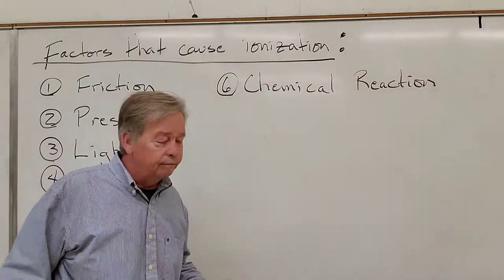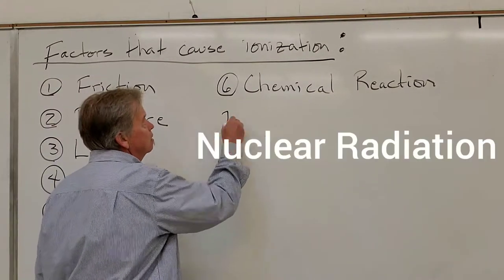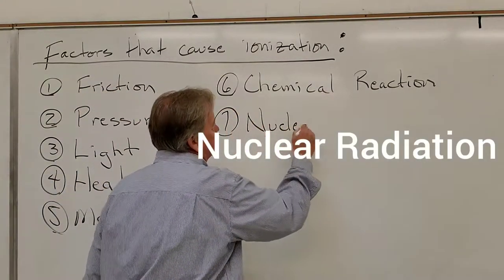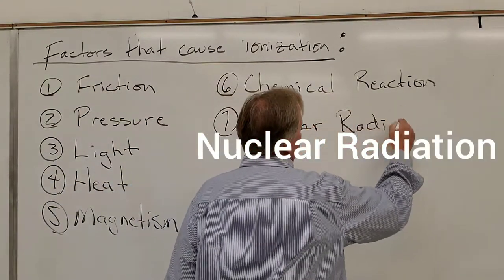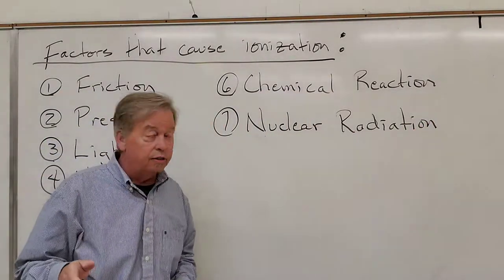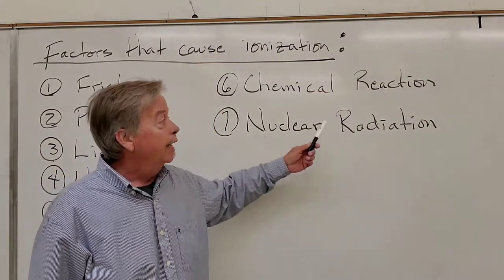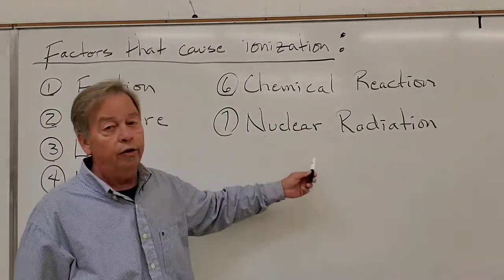Batteries have electrolyte in it, chemicals, they react to produce this electrical energy. And then last but not least, nuclear radiation. That was probably the least common. Now, understand this, there is a difference between nuclear radiation and a nuclear reaction. Keep in mind, it is chemical reaction, nuclear radiation.